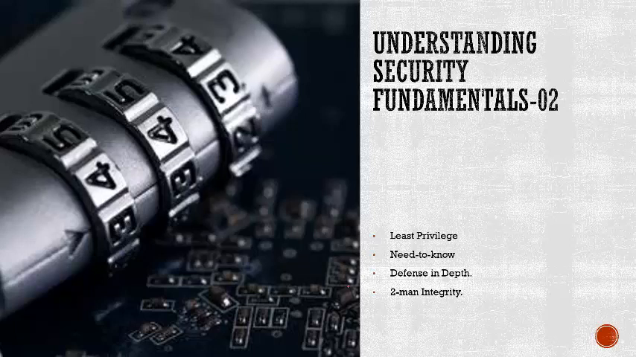Welcome to the second module of the Security Fundamentals course. In this second module, we are going to talk about some basic security concepts: the concept of least privilege, need to know, defense in depth, and two-person or two-man integrity. This is going to be a short video just to complement the previous video about the CIA triad.